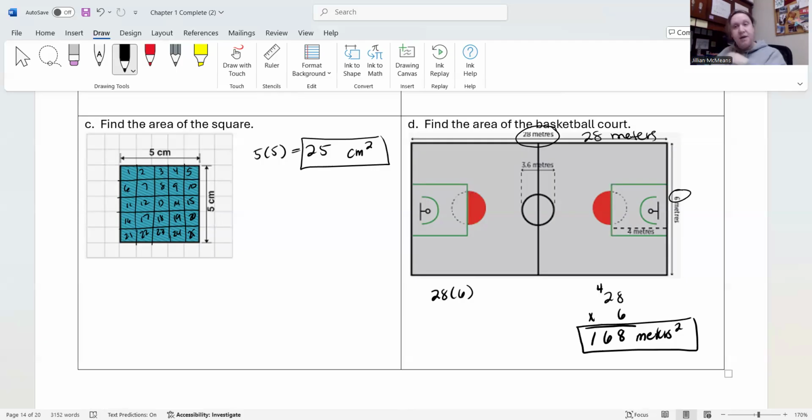Just remember area, when you're talking about length and width, the length and the width make up the rows and the columns, and you just want to multiply the number of rows by the number of columns, and that'll tell you how many little squares of whatever size you have covering the surface of that figure, right?